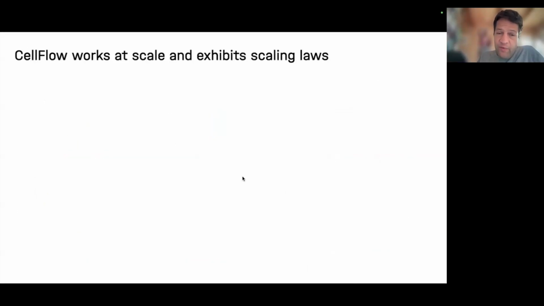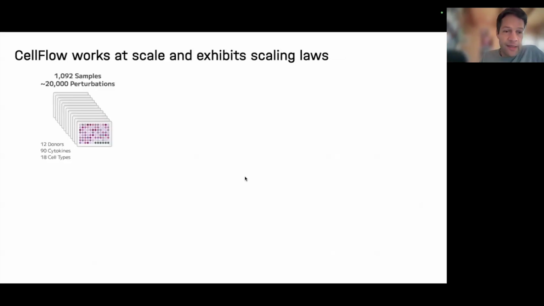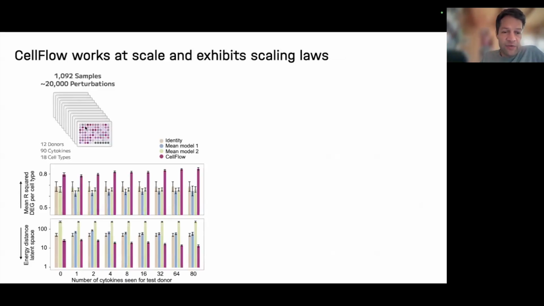We've also been looking at how this thing scales, and we actually see the beginning of a scaling law, which you want to know: do we need more data, and this data is expensive. So we see this here for this data set I was showing before. The more cytokines we include for a test donor, the more we see a slight increase over time with CellFlow. This works for number of cytokines, but this also works along the donor axis.